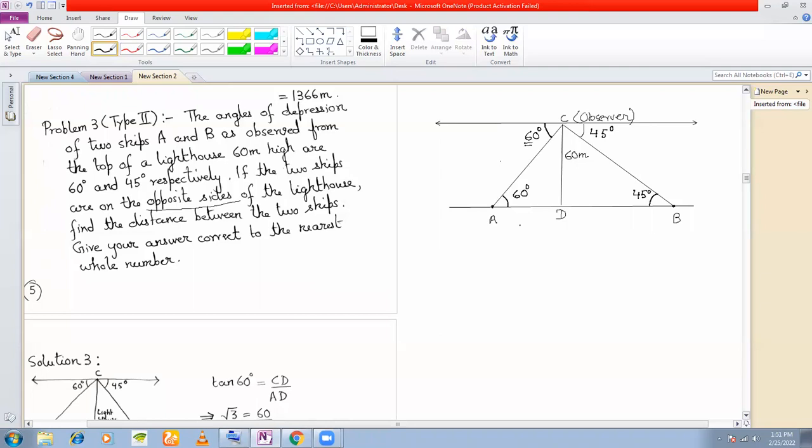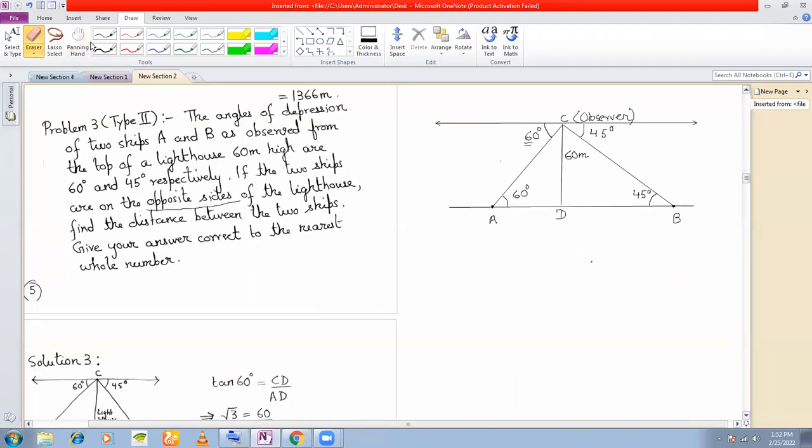Now let's see the question. Question is, find the distance between the ships. Give your answer correct to the nearest whole number. What is the distance between the ships? This AB is the distance between the ships that we need to find out. So what all are given? 60 degree, 45 degree angles are given, and the height of the lighthouse is given. With the help of these two information, you will have to find out the distance between the ships. So let's see how to find out.